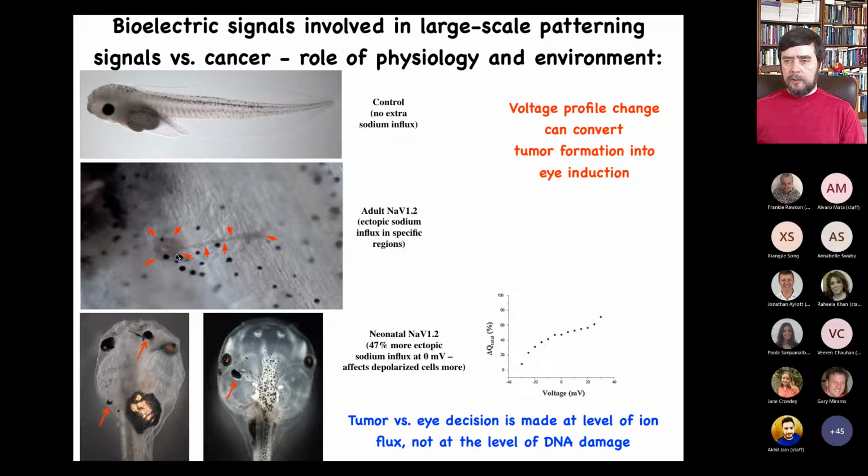As a normal tadpole, this is a tumor sitting in the edge in the tissue of a tadpole, and you can see it's already starting to sort of reach out and metastasize. This is an eye. This is an ectopic eye forming in the head. The difference between making a tumor and making an eye is how much sodium a particular channel is putting in.